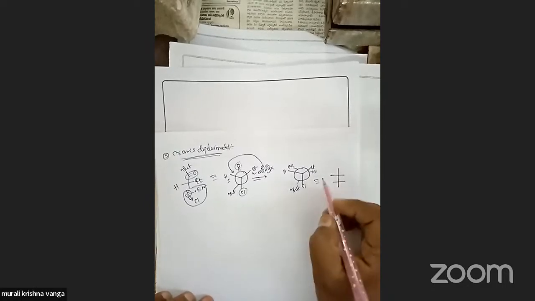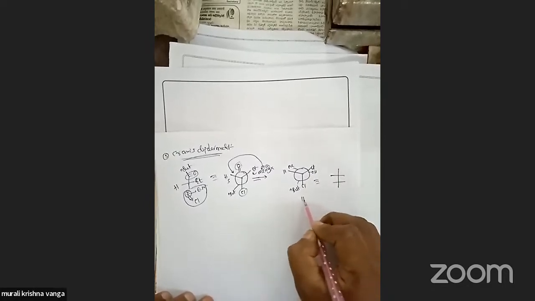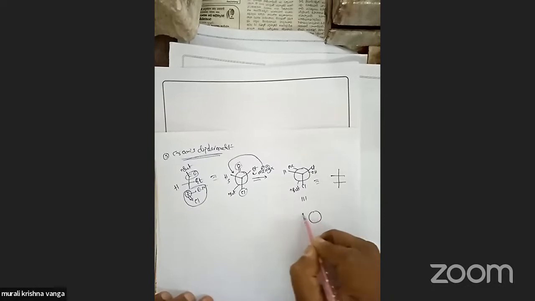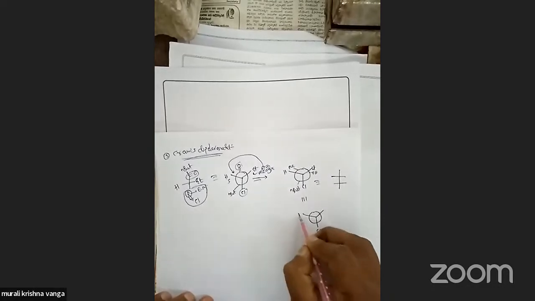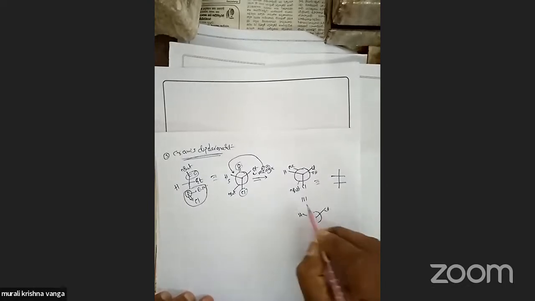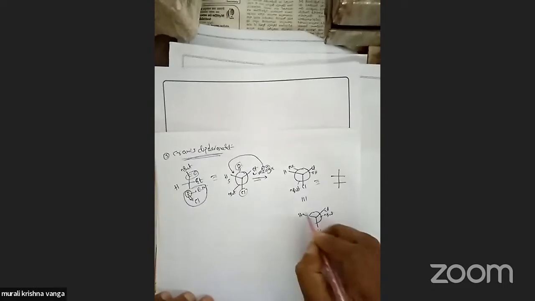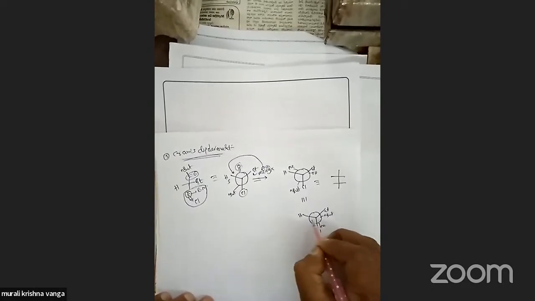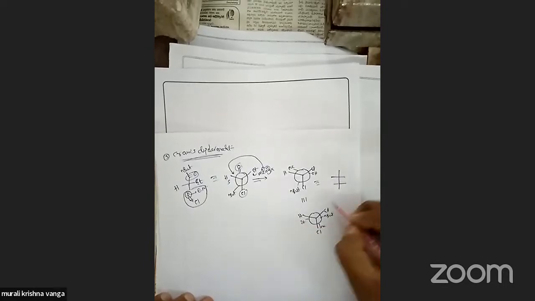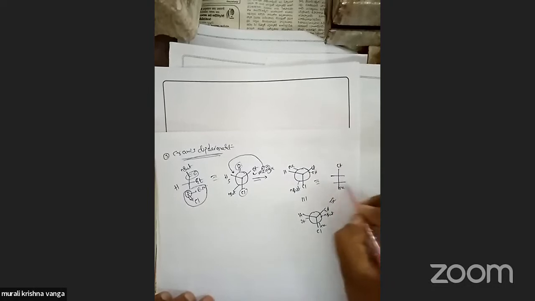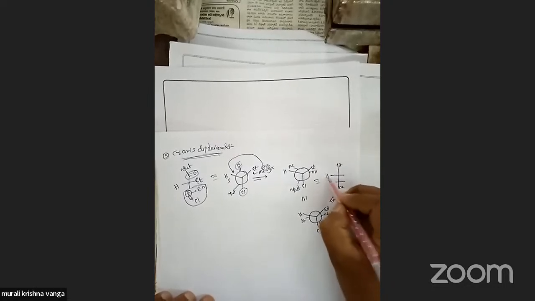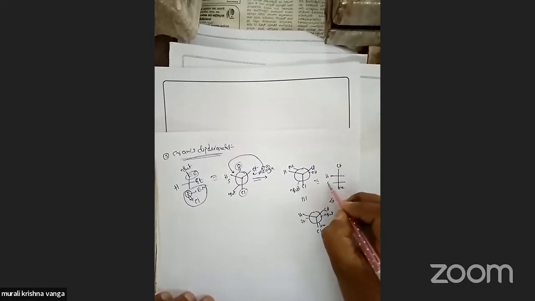I'm converting to Fischer formula. Before converting to Fischer formula, I'm writing the changes that take place. Here chlorine, hydrogen, ethyl. I'm rotating: n-butyl and methyl, here ethyl. So I'm writing this as a Fischer formula: ethyl, methyl, ethyl, hydrogen, and ethyl.